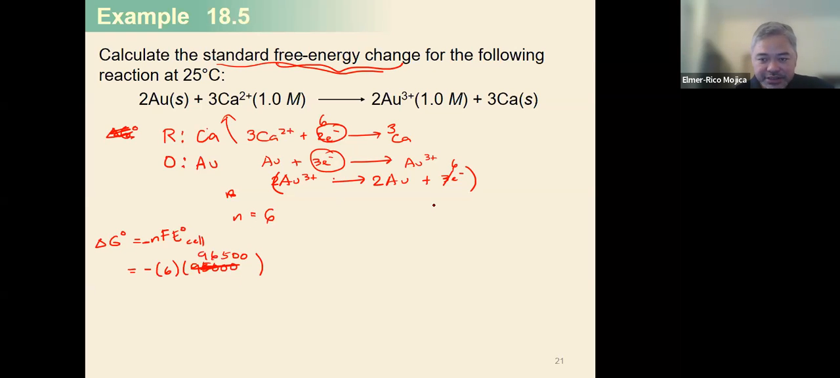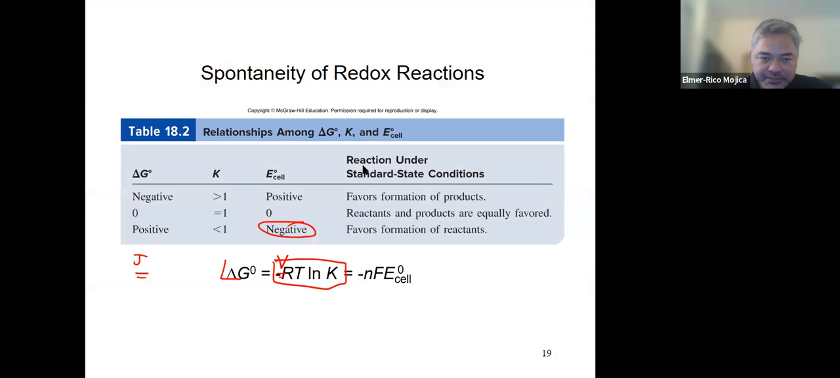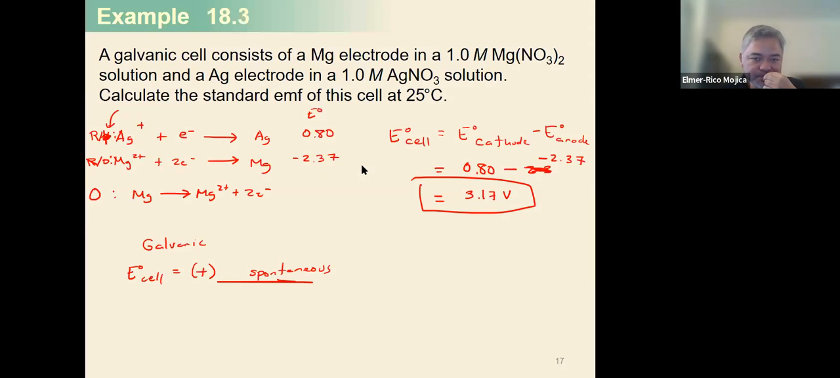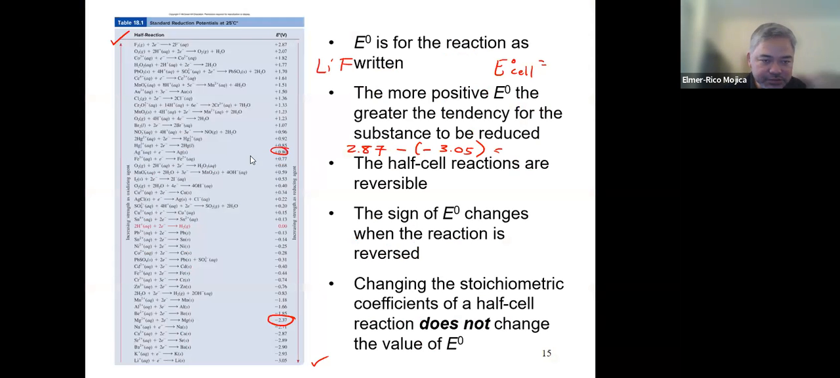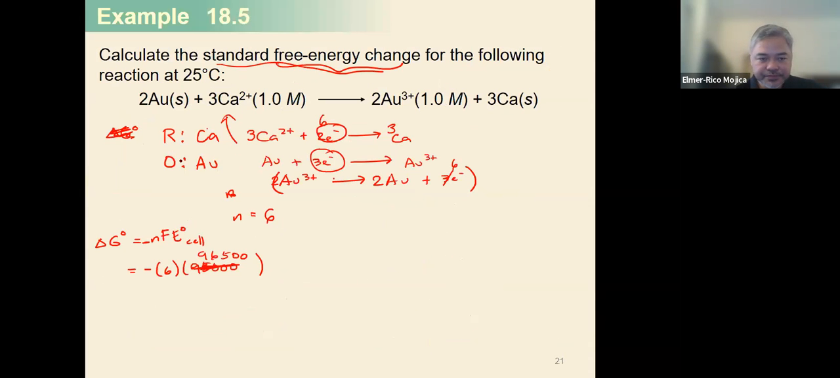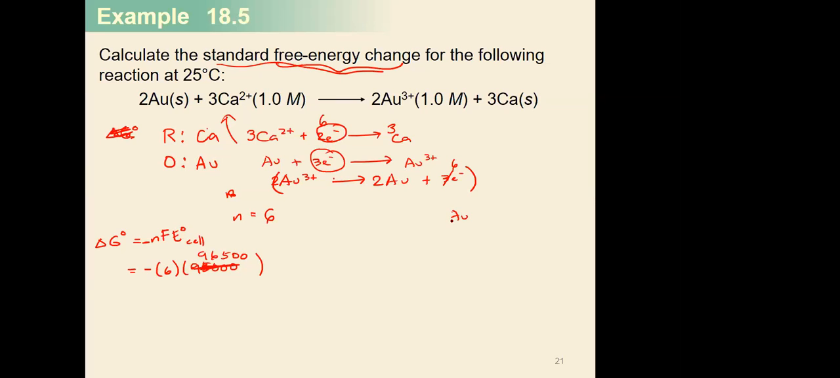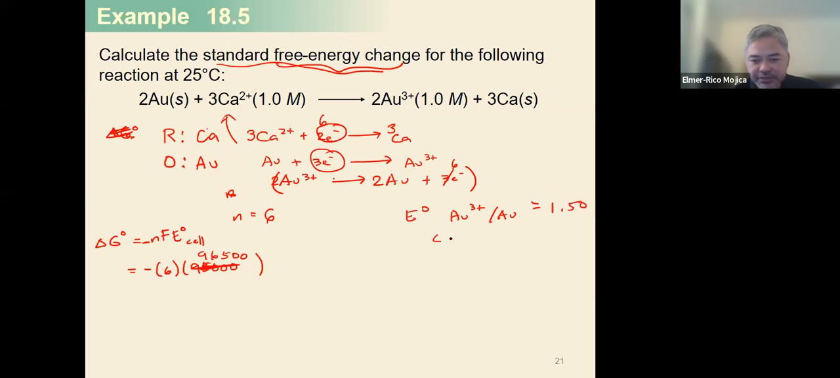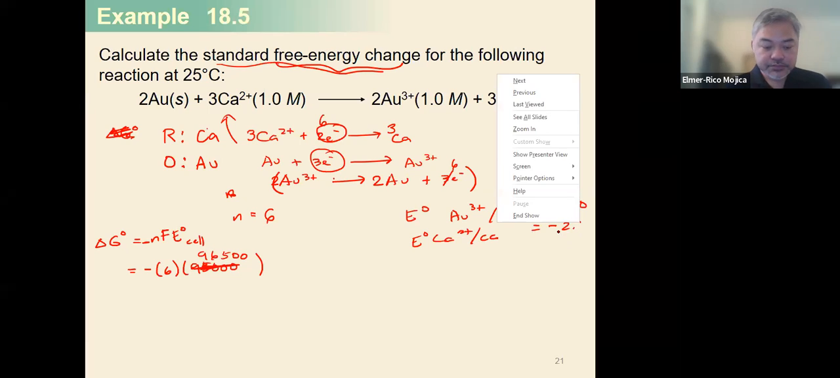And then if we have the reduction potential, we have it here in terms of what we call gold, 1.50, and then you have calcium 2 plus and calcium that is negative 2.87.